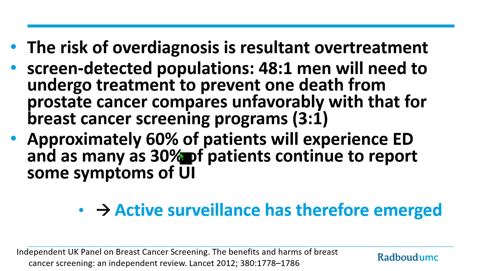Approximately 60% of patients who go for that radical treatment will have a form of erectile dysfunction, and up to 30% of the patients also have a form of urinary incontinence. Luckily not severe urinary incontinence, but a form of urinary incontinence will most likely be present. So therefore, especially in low-risk patients, active surveillance is emerging.